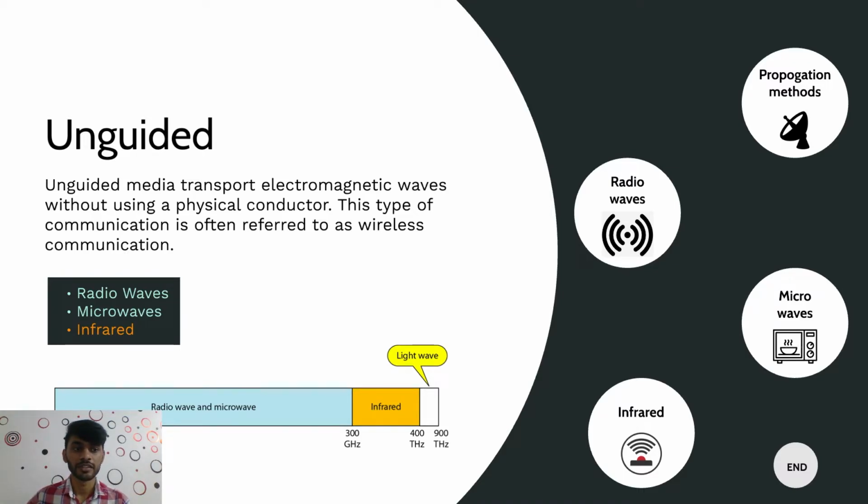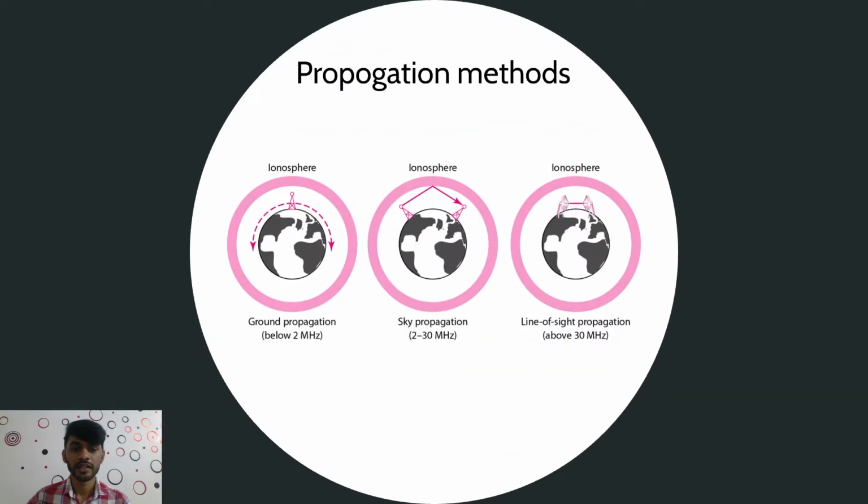Before we talk about these, let us first understand what is propagation medium. There are basically three types of propagation medium: ground propagation, which is below 2 MHz, sky propagation, which is about 2 to 30 MHz, and line of sight propagation, which is above 30 MHz.